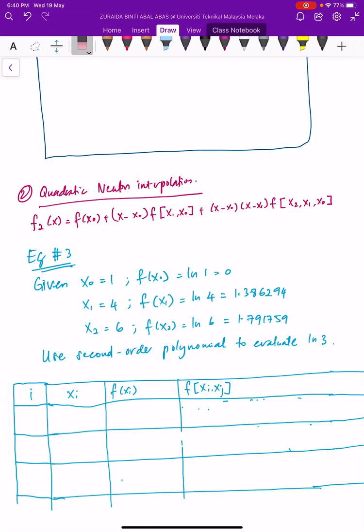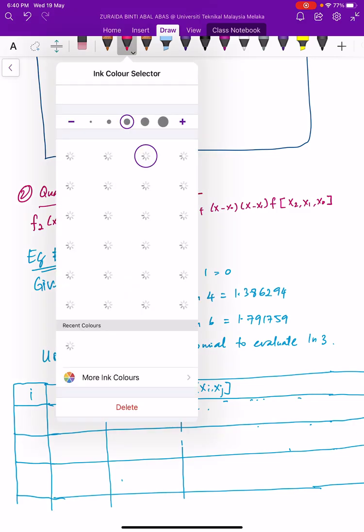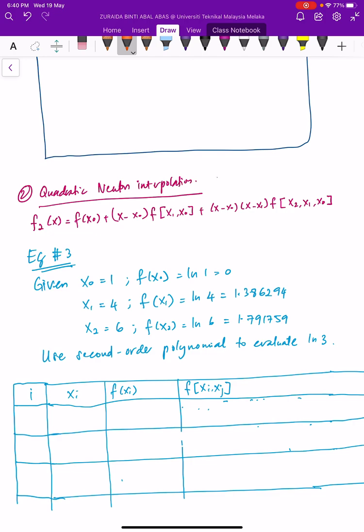Hi, welcome back. In this video, I will show you how to continue with quadratic Newton interpolation. Quadratic Newton interpolation is when you decide to have your n equal to 2. Whenever n is equal to 2, it is a second order Newton interpolation, or you can simply call it quadratic Newton interpolation.